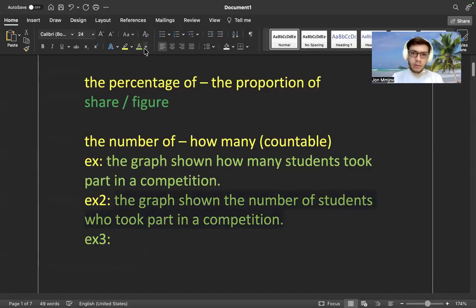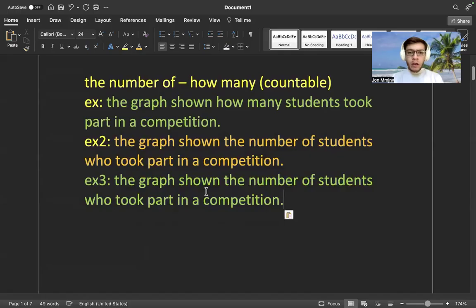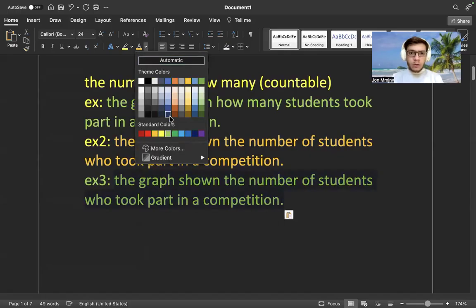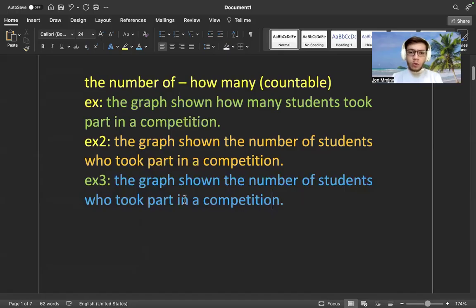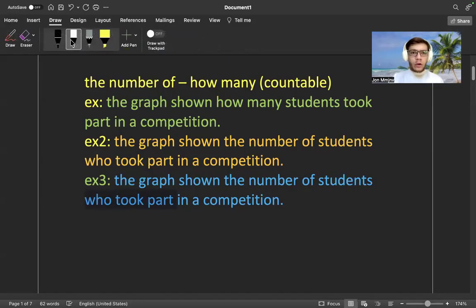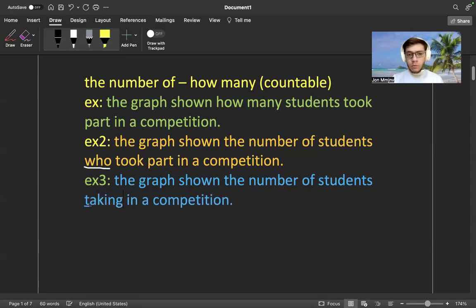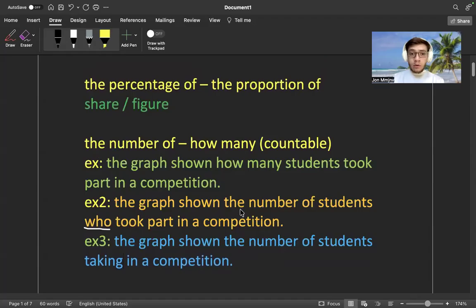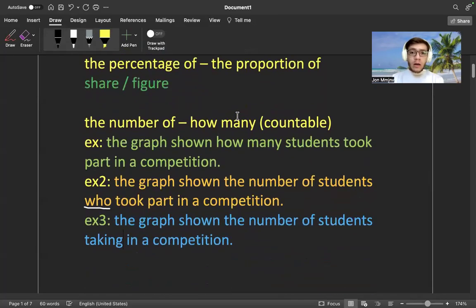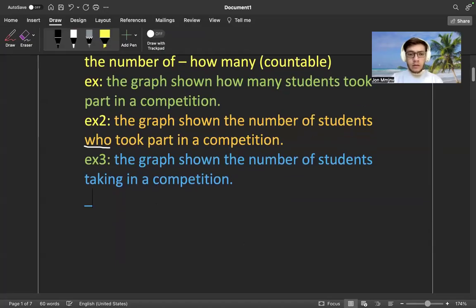I'm going to take the same example and write it this way. The graph shows the number of students who took part. Let's say you don't like this who, or you already have who in the description, then you need to use students taking part, which is also perfect. So these are the grammar structures that you need for the introduction, and I don't think you need anything more than this for the number of or the percentage of.